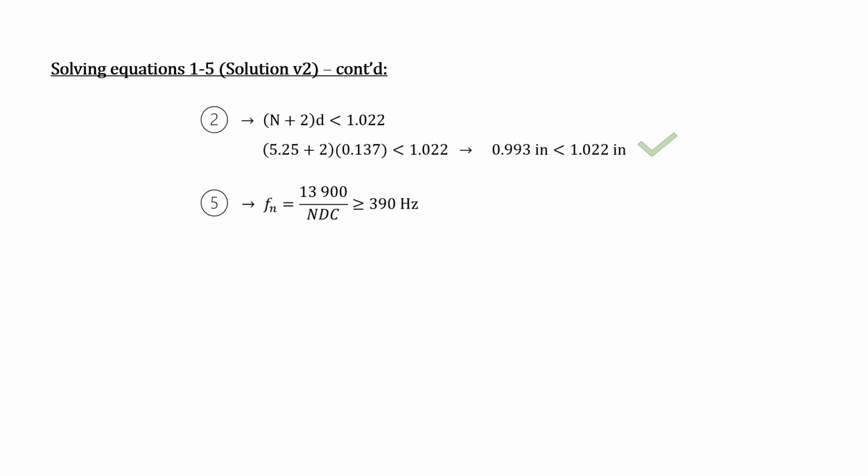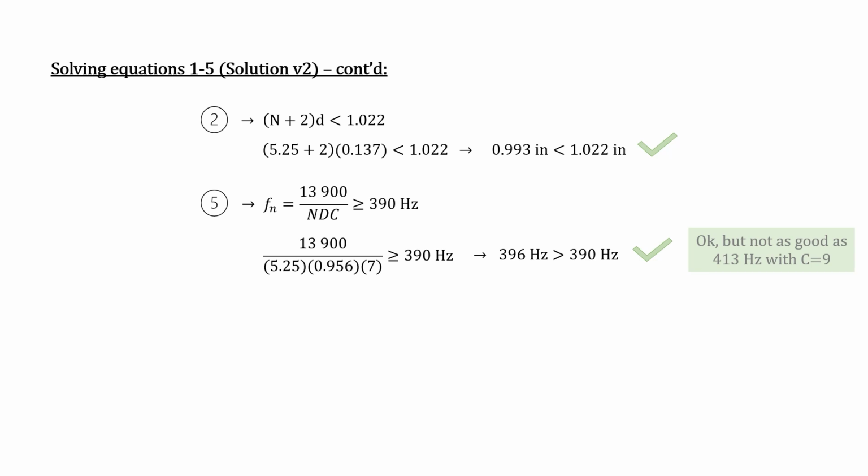Equation 5 is your natural frequency equation, and we have our N, D, and C values, so we're going to sub those in. And we find that, once again, equation 5 is satisfied. We are at 396 hertz, which is over 390, but it's not as good as what we had for our first solution, where we used C equal to 9, because we're trying to maximize our natural frequency here. So it's not as high, but it does satisfy the equation, so it's fine.